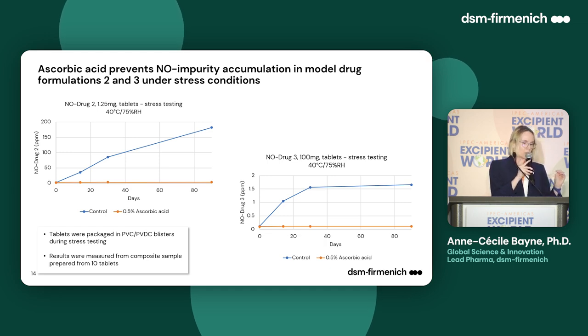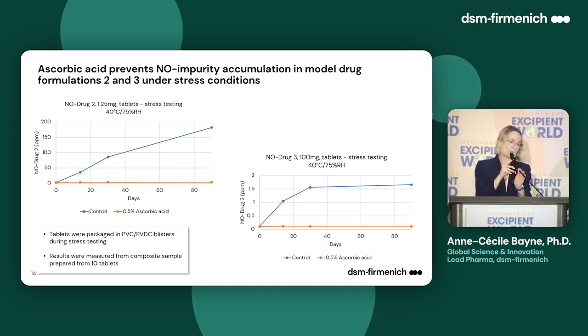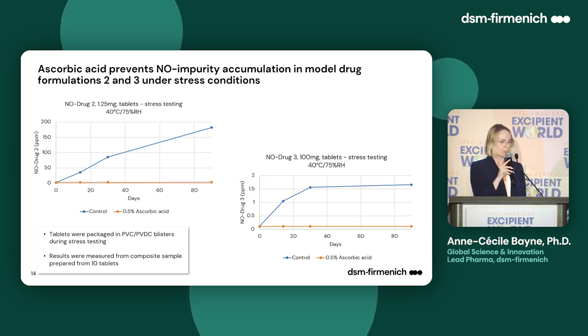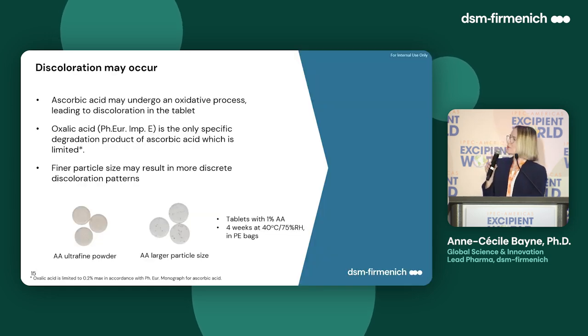What you can see is the control is the blue line. You can see the increase in the API-derived nitrosamines over time, going all the way to 90 days. When you add the ascorbic acid, even after 90 days, you can see that the nitrosamines are not being formed. They're just staying like at the beginning. Again, this was under stressful conditions, 40 degrees and 75% relative humidity. This data really told us that ascorbic acid is a good molecule when trying to mitigate or bring down the level of possible nitrosamines being formed.